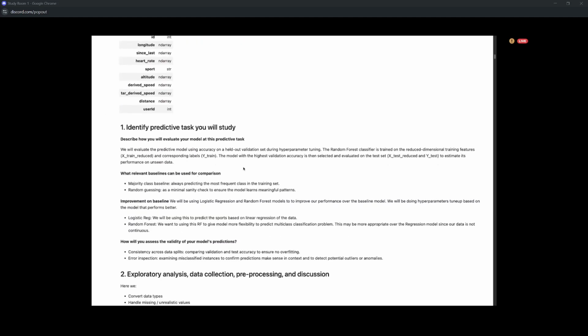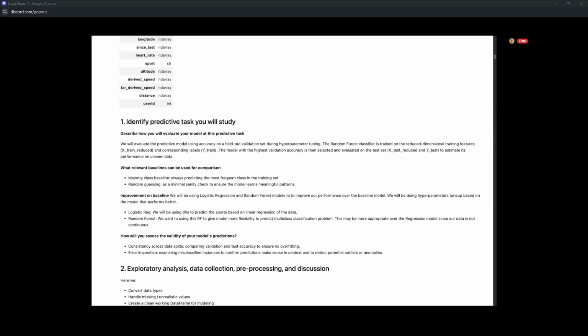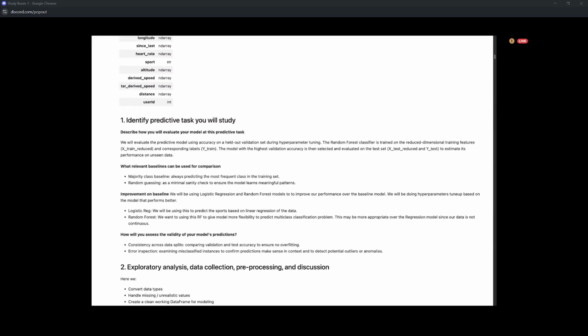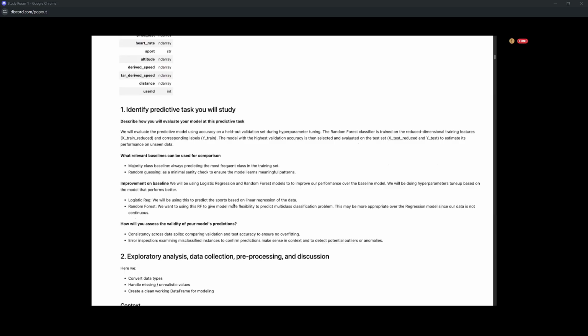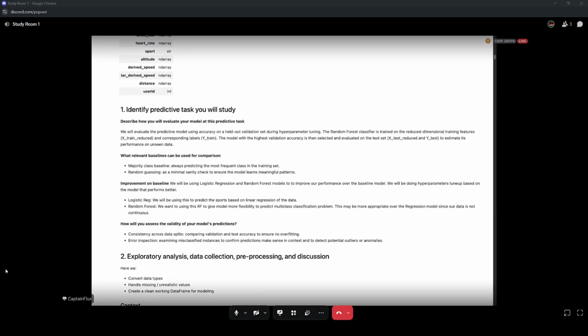So we go into talking about what our predictive task is that we're trying to solve here. We're going to talk about how we describe our model, what the baseline is that we're going to be using, how to improve those baselines, how we assess those baselines and our improvements, and how we talk about our predictions and what happened with our results.